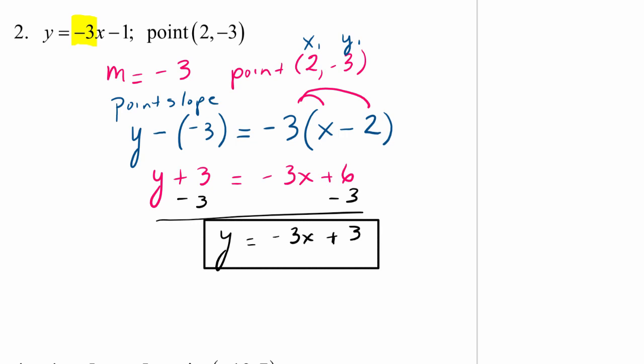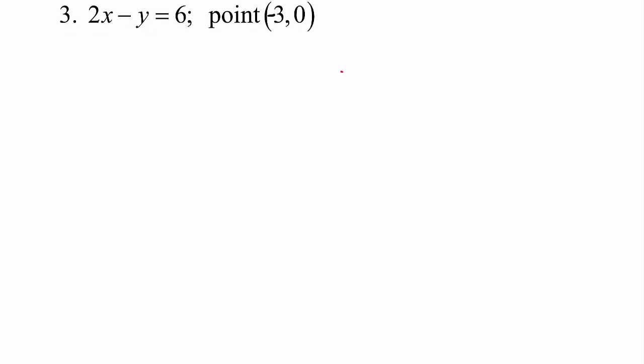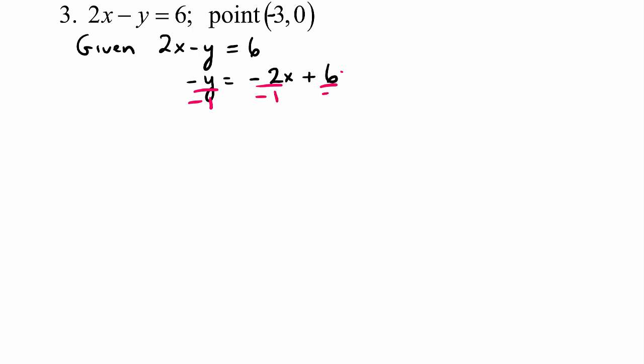Okay, now what happens if our given line starts out in standard form? Let's take a look at one of those. Okay, so for problem number 3, our given line is in standard form. So we have to first rewrite this line in slope-intercept form so that we can determine the slope. So I'm going to put negative y equals negative 2x plus 6. I'm subtracting the 2x over, and then I'm going to divide by negative 1 because my y is negative. I need my y to be positive in slope-intercept form, my coefficient to be a 1y. So there it is, y equals 2x minus 6.